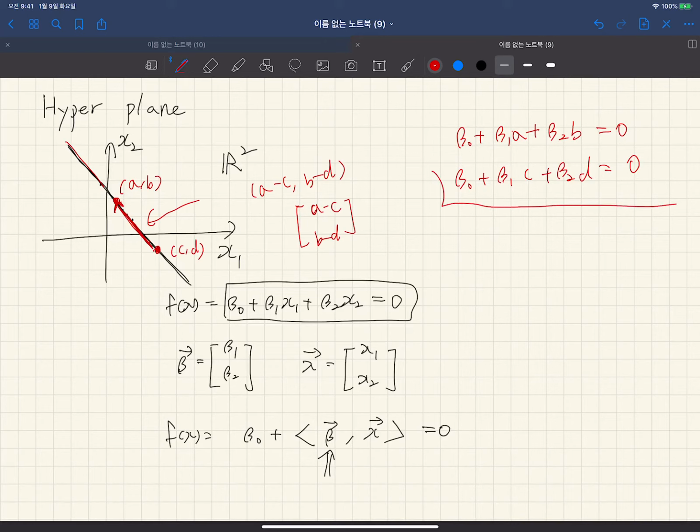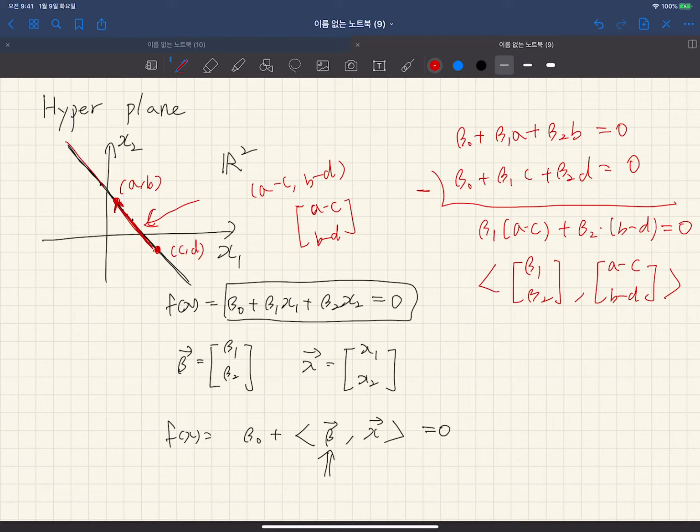And let's subtract the first equation and the second equation. Then this is beta 1 times (a minus c) plus beta 2 times (b minus d), which is equal to 0. And this is equal to the inner product between the beta vector and the (a minus c, b minus d) vector, this vector.